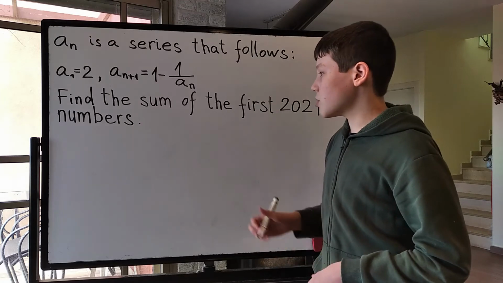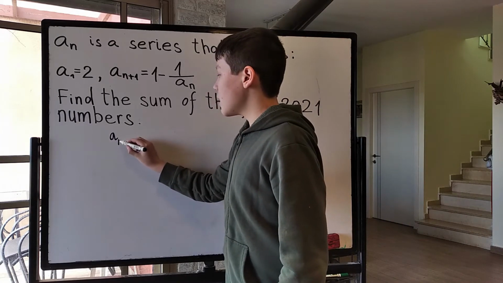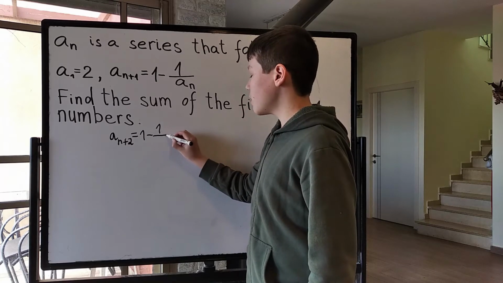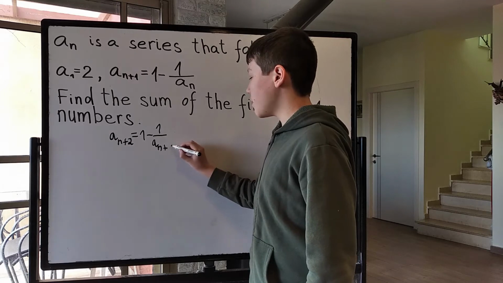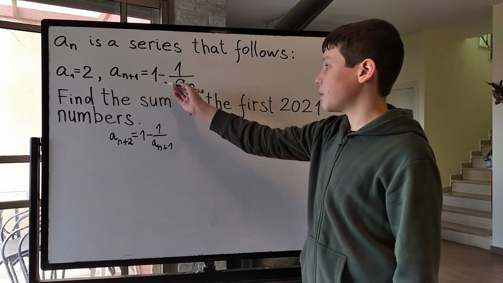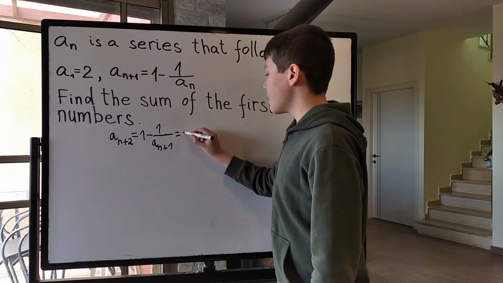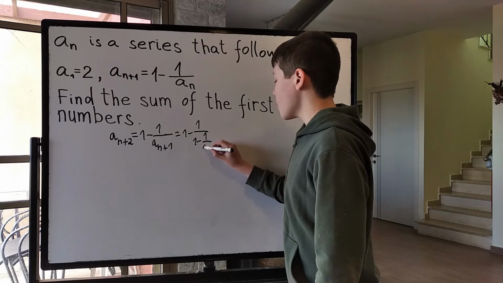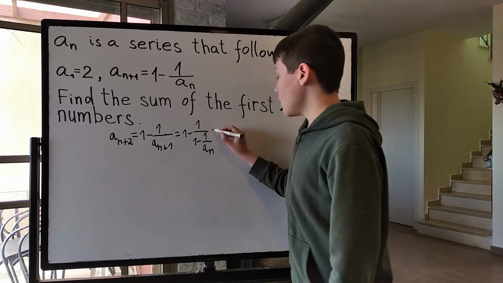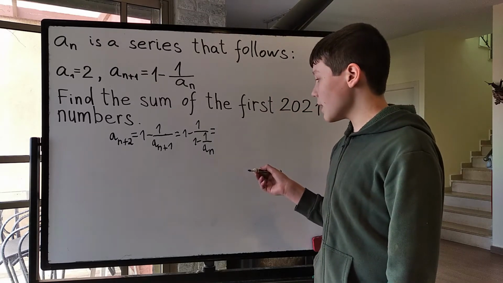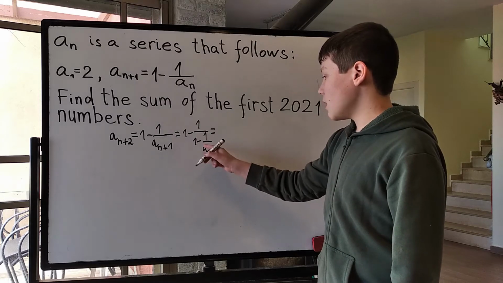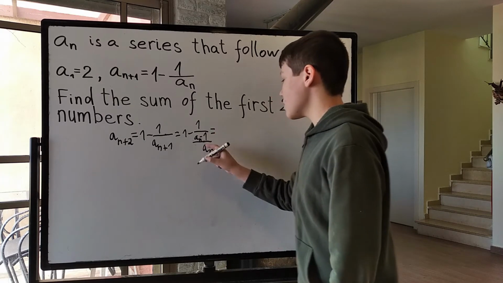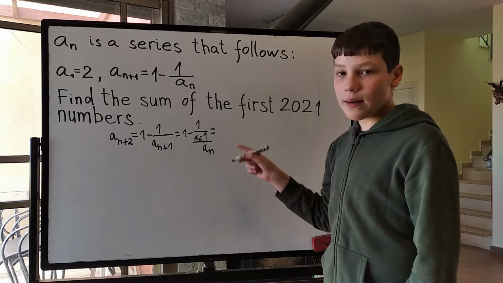Let's look at AN plus 2. By this rule, AN plus 2 is equal to 1 minus 1 over AN plus 1. We simply replace N with N plus 1 here. And then we get 1 minus 1 over 1 minus 1 over AN, which, if we simplify this, first of all, this 1 minus 1 over AN turns into AN minus 1 divided by AN, and then 1 divided by that.